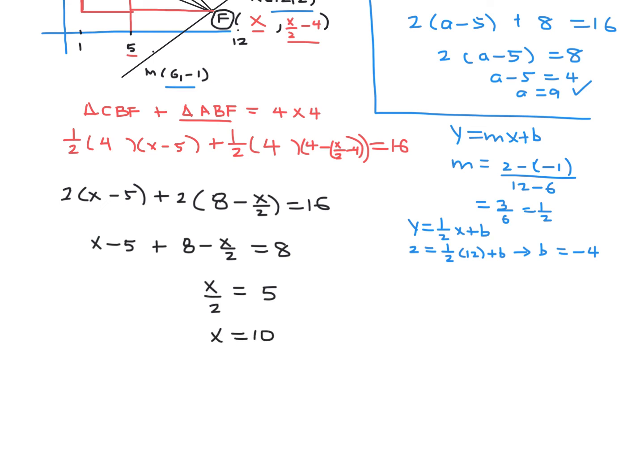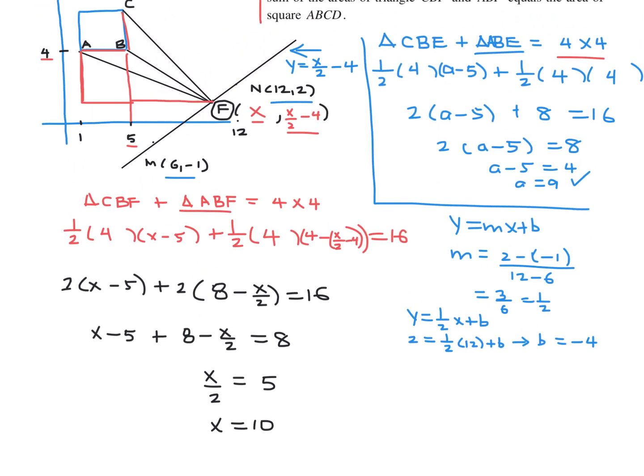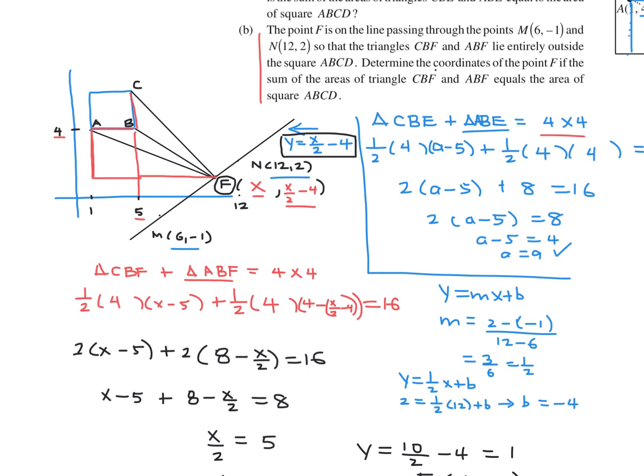And therefore, the equation of this line was right here: y is equal to x over 2 minus 4. So y is equal to 10 over 2 minus 4, which is 5 minus 4, which is 1. So therefore, the coordinates of F are 10 and 1. And I believe that is what they're asking.